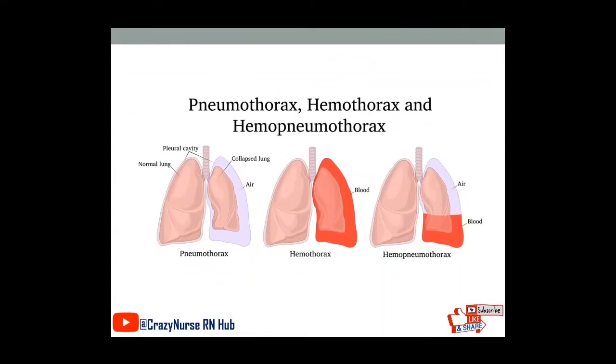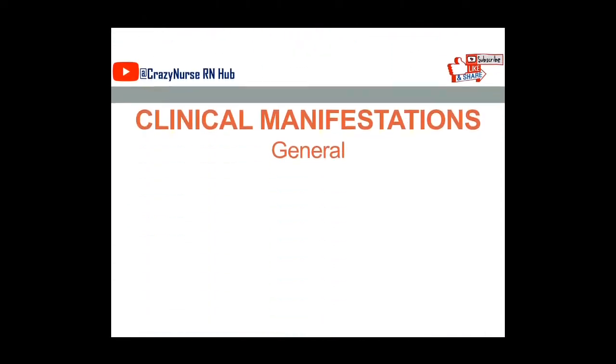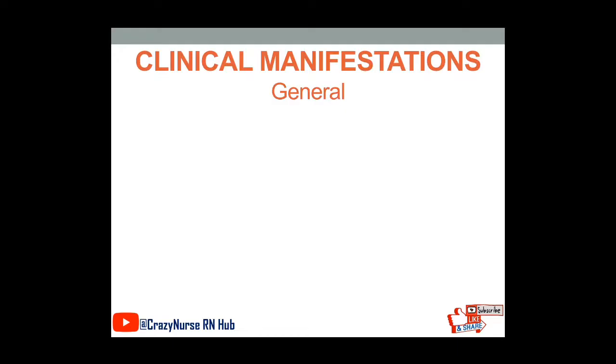We also have your pneumothorax. It is the presence of air in the pleural space. We also have the hemothorax. So there is a presence of blood in the pleural space. Also, there is a combination hemo and pneumothorax. There is a presence of air and blood in the pleural cavity.